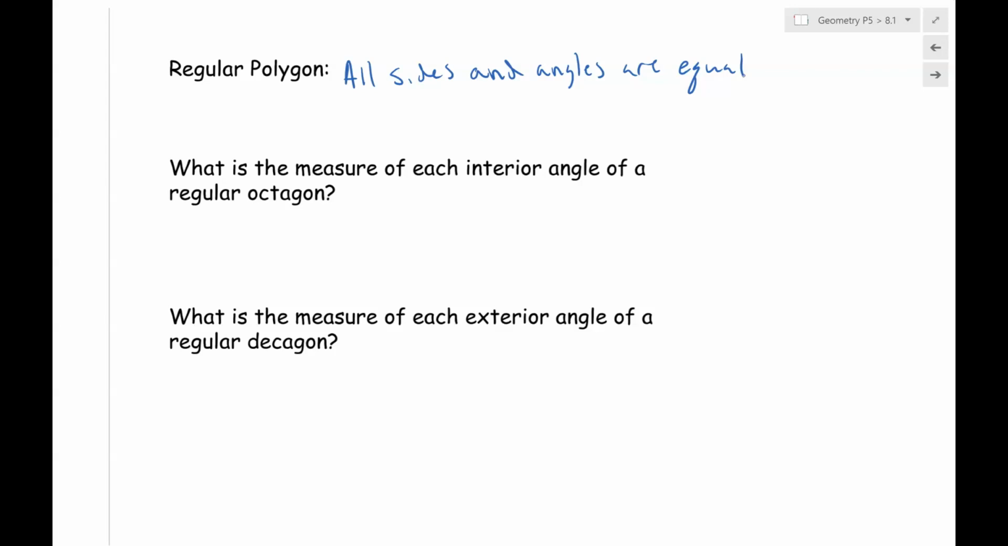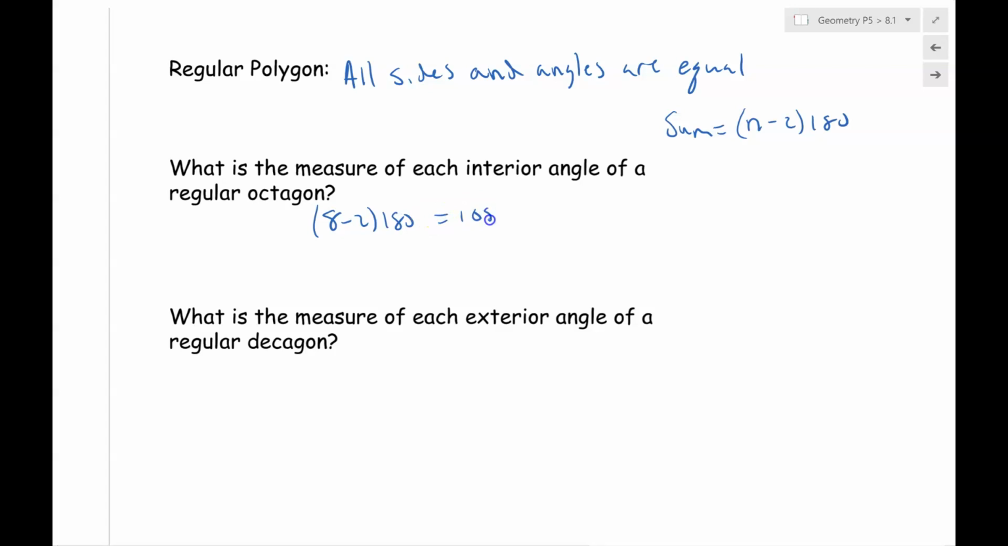Well, to figure that out, we first need to know all of the angles. What do they all add up to? Okay, so we have our formula that's n minus 2 times 180, which is the sum. So in this case, I'm going to go 8 minus 2 times 180. So, of course, on the calculator, 6 times 180.